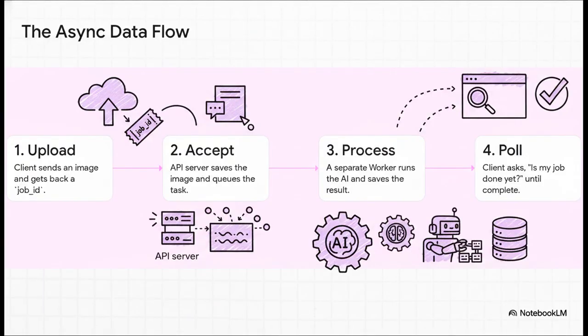Okay, so let's actually trace the flow here. First, the user uploads their file, and boom, instantly gets back a job ID. That's their ticket. The main API server doesn't do the heavy lifting at all. It just sticks the job into a queue. Then, a totally separate process, the worker, grabs that task, runs the heavy AI model, and saves the final result. All the while, the user's browser is just politely asking the server every few seconds, "Hey, is my job done yet?" Until finally, it gets the finished product.